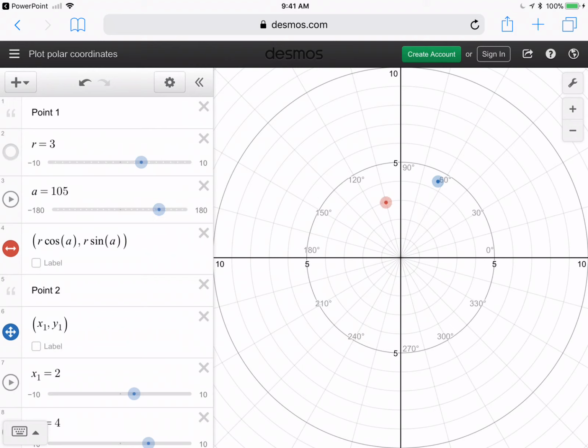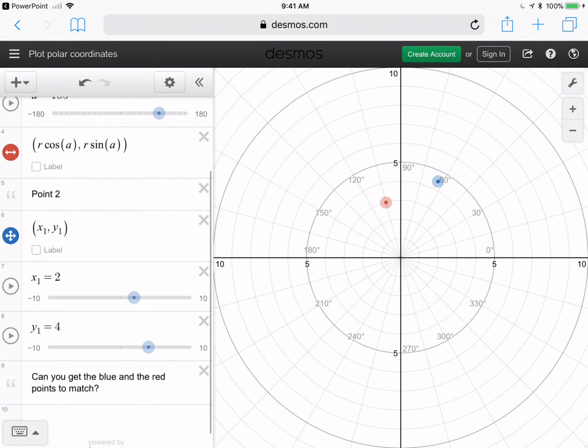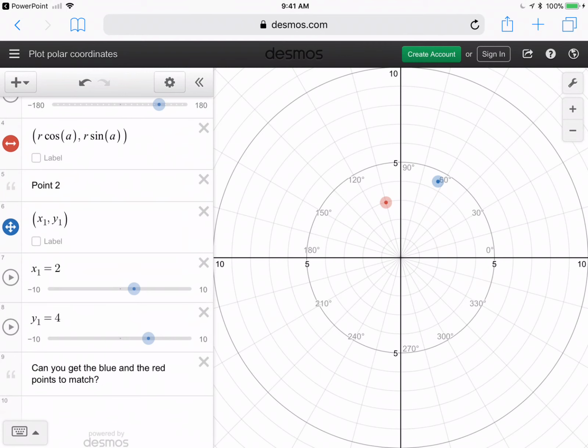Now the blue point is in rectangular coordinates, so x comma y, and I can move this point too by changing the x and the y values. So if I change the x values, that's going to move the point left or right. And as I change the y values, that's going to move the points up and down. Okay, so the question is, can you adjust the x and y values, or the r and a values, to make the points match up?